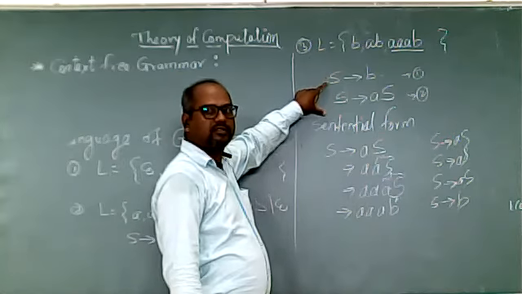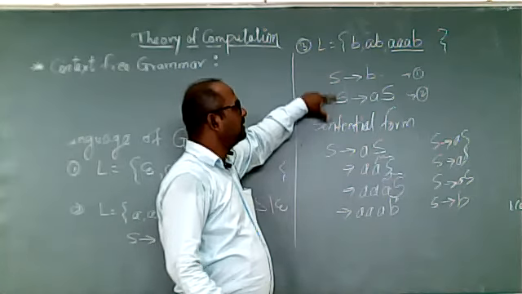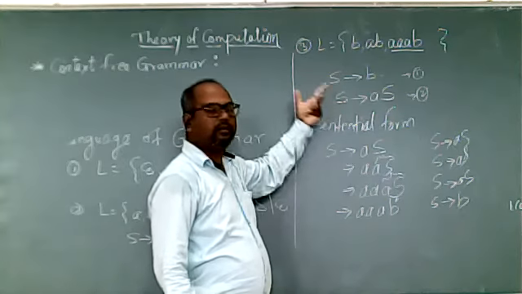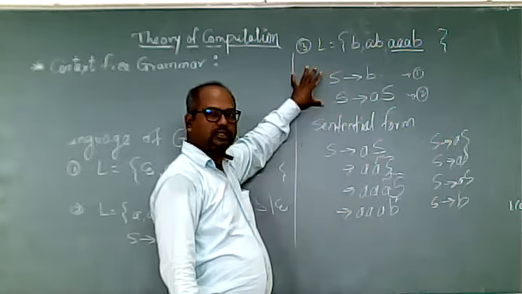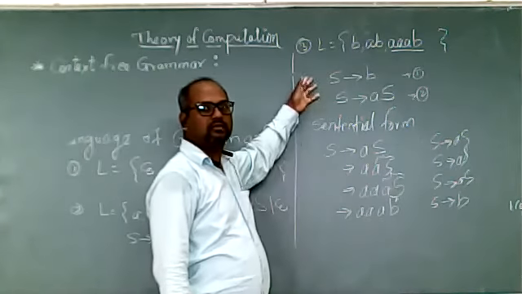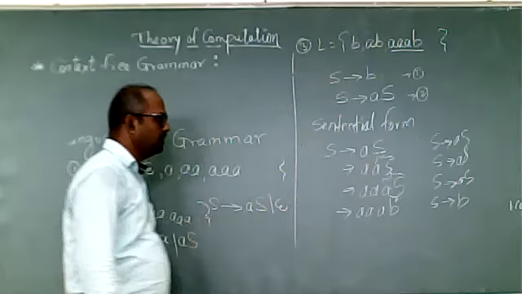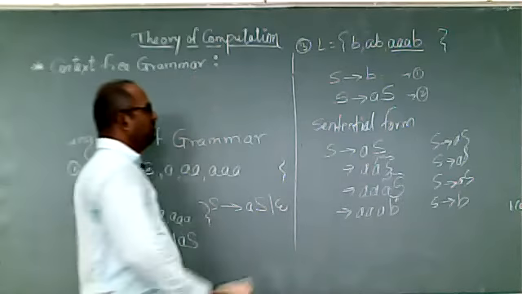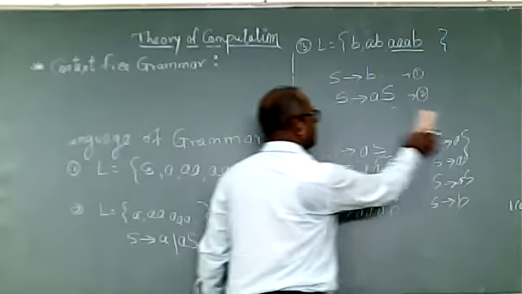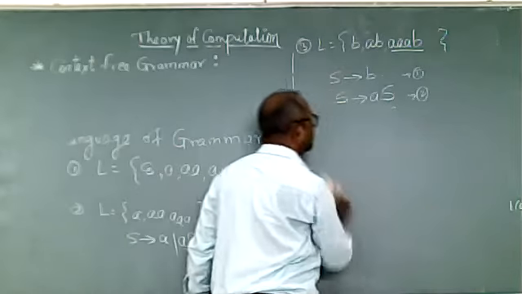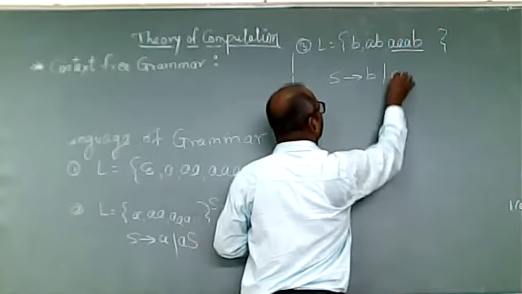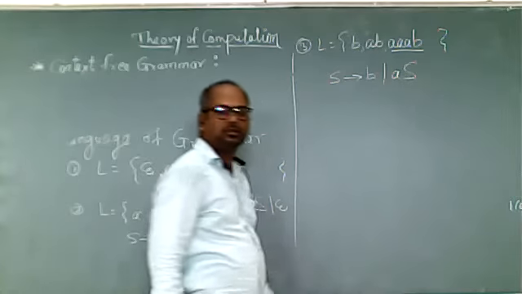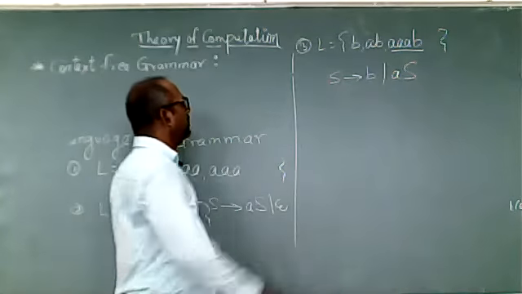From these productions, I can write the V. Variables: only a single variable S. Terminals are A and B, two terminals. Productions are these two productions, and S is the starting symbol. So for this language, we will have these productions. We'll write this production in a single line: S produces AS or B.